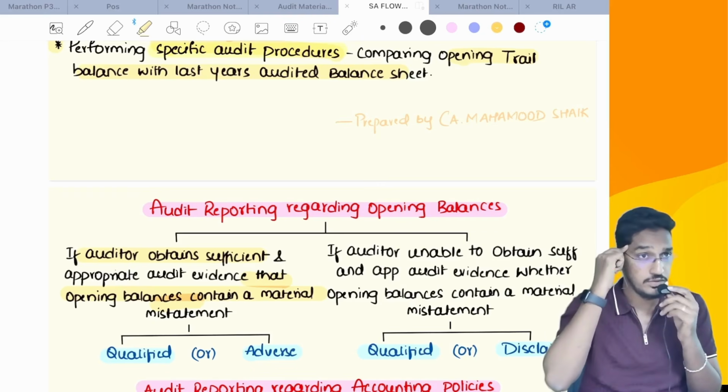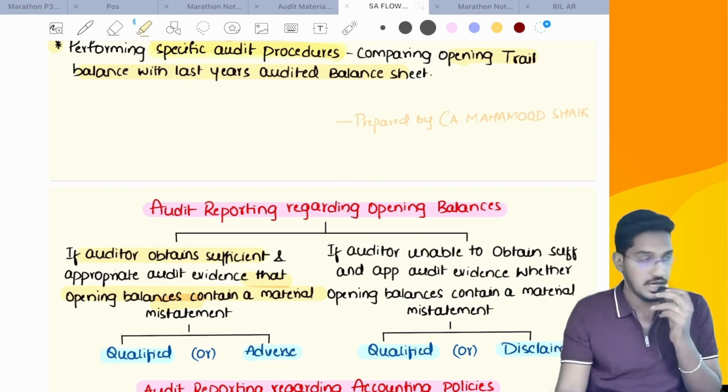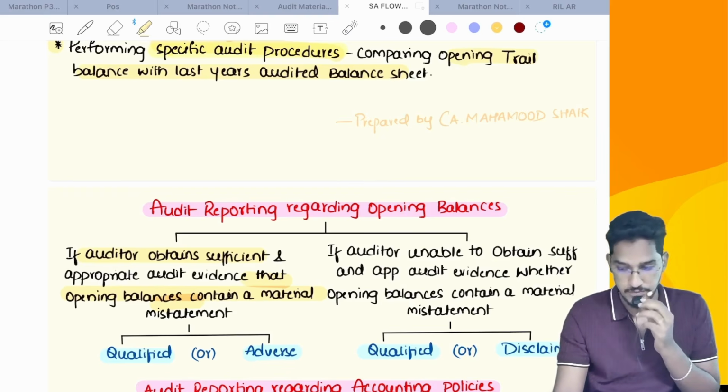Strategy planning and program also we will do. There also questions are getting tested. We will definitely do strategy planning and program also.